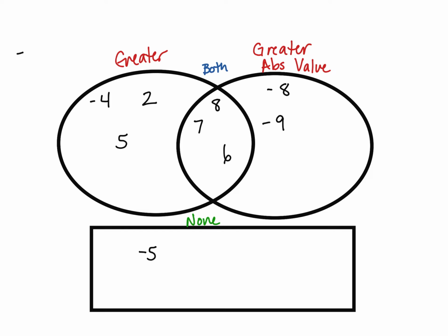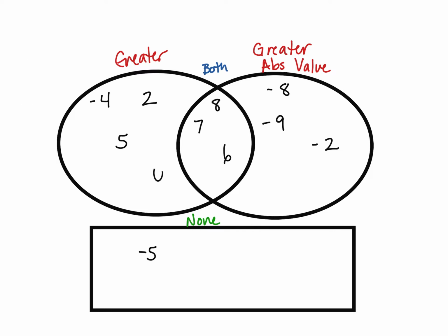In G, I have -2 and 0. The absolute values are 2 and 0. 0 is the biggest number, but 2 has the largest absolute value. So I put the -2 over here.